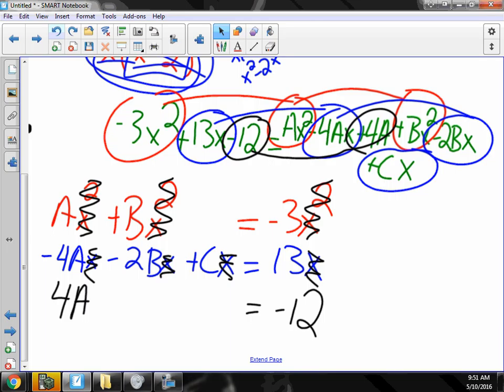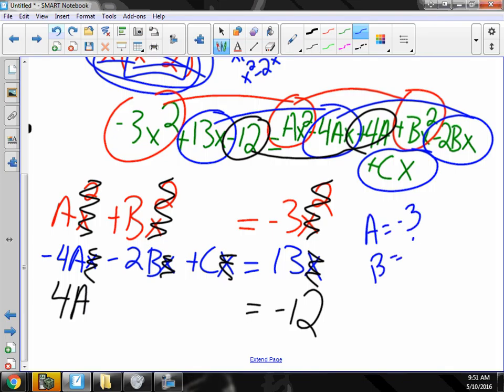So define your matrix as a 3 by 4. And anywhere there's not a letter, you need to put a 0. And then exit out and do your reduced row echelon form. And I get A is negative 3, B is 0, and C is 1.